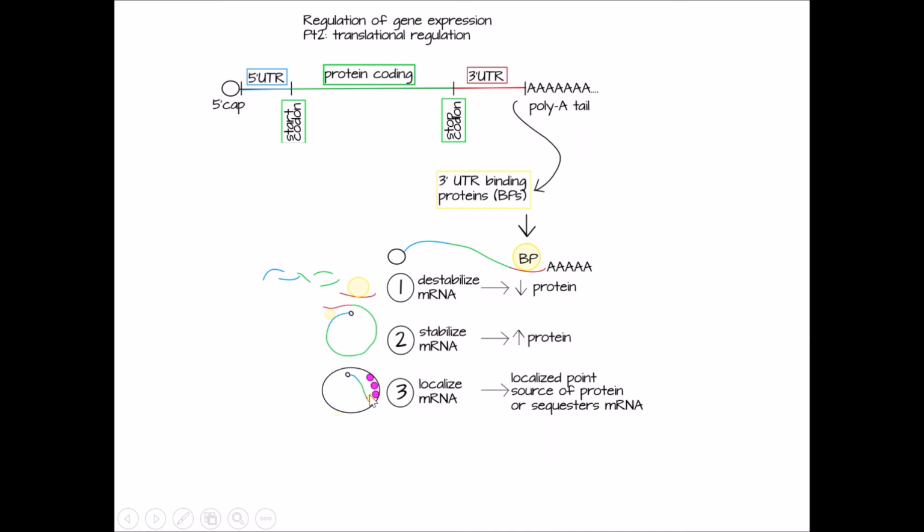The binding proteins can also aid in localizing the mRNA. So in this case, this binding protein is interacting with some cytoskeletal elements that are interacting with the cell membrane. And so this is going to tether it to this one little part of the cell membrane wherever we have these purple proteins around. So this can either give us a localized point source of the protein like we saw with bicoid, or it can just sequester the mRNA. It can basically put it in one cellular compartment so that it can't be floating around everywhere.